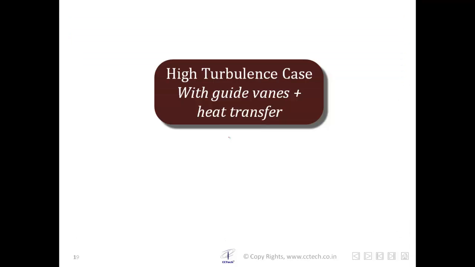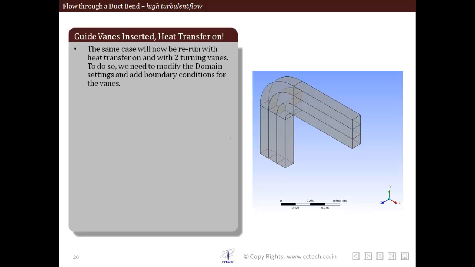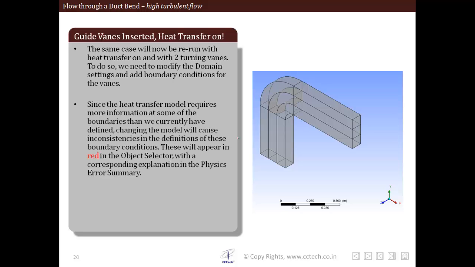Now let us shift to a case with guide vanes, and we are also going to turn on heat transfer. The same case will now be rerun with the heat transfer on and 2 turning vanes. To do this, we need to modify the domain settings and add boundary conditions for the vanes. Since the heat transfer model requires more information at some of the boundaries, changing the model will cause inconsistencies in the definition of these boundary conditions.